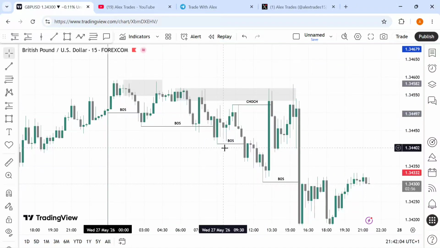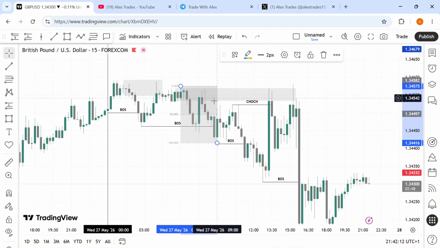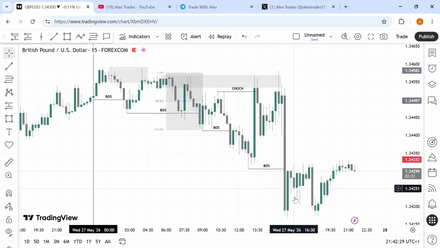So it broke structure, came back up to around the 50% level, or is it 75? Okay, around that, rather the 25% level. So it broke structure again and came back up to enter this zone, taking liquidity here. I mark this as my change of character because the candle closed above it. After that, it went back down.